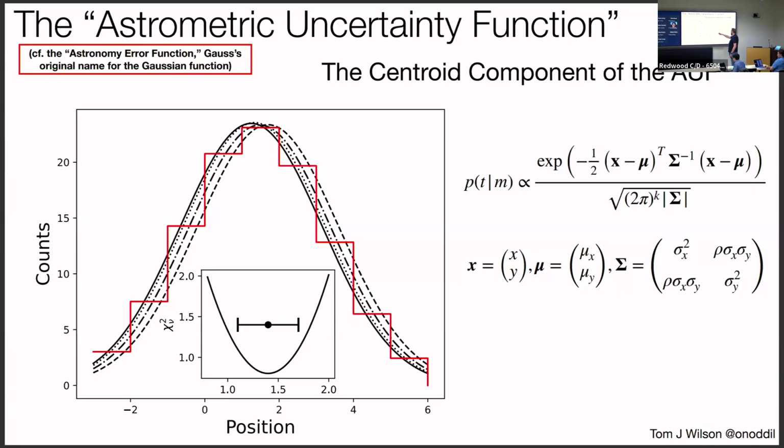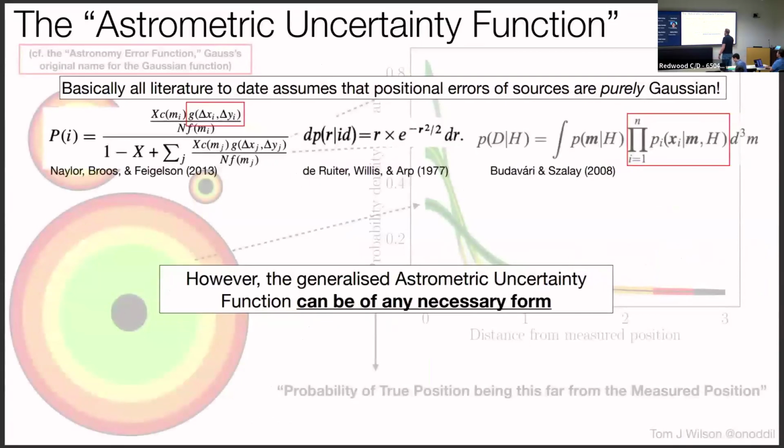you've got a mean position, and then you've got some covariance matrix to describe the certainty with which you think you centroided the object, measured the position of this object on the detector. But I'm going to be slightly dramatic here and say basically all literature to date assumes that that is the only source of uncertainty in these images in the pipeline. And there's a random couple of examples there, but there are countless more.